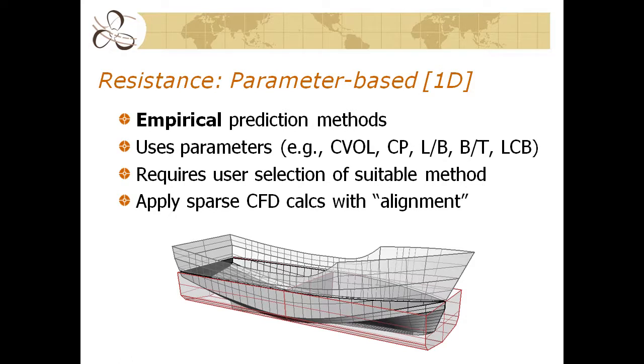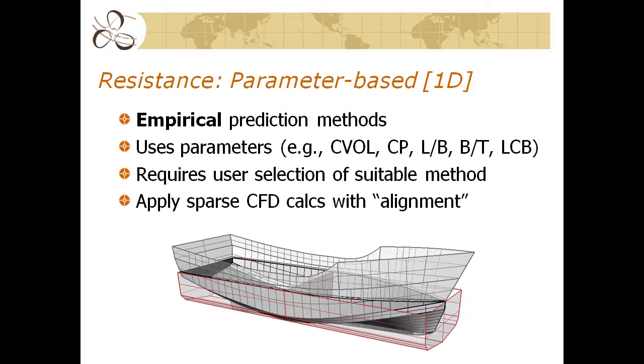And so the prediction methods for 1D is really completely empirical, that we look to systematic series or random data methods. Series 60 is a great example. Everybody in school studied Series 60. It uses parameters, fineness coefficient, prismatic, length over beam, beam over draft, etc. And then one of the things about if you're looking at a novel ship, it requires some user understanding or selection of which of the many different available empirical series we have to apply to our method.